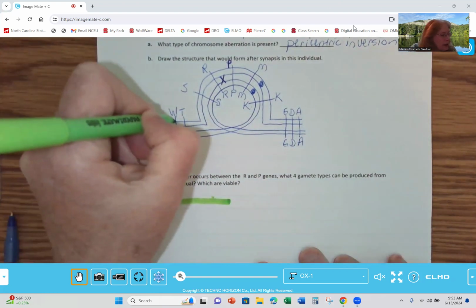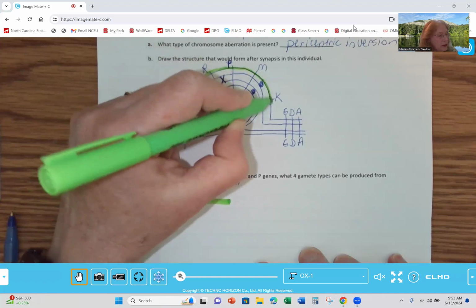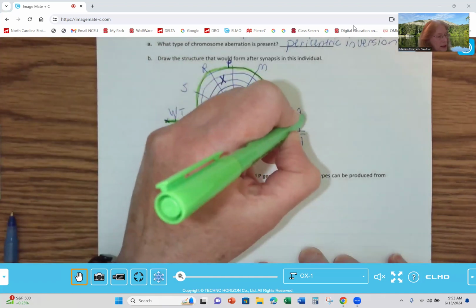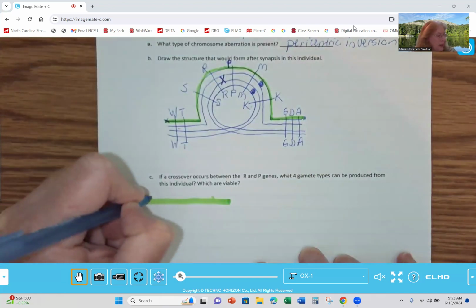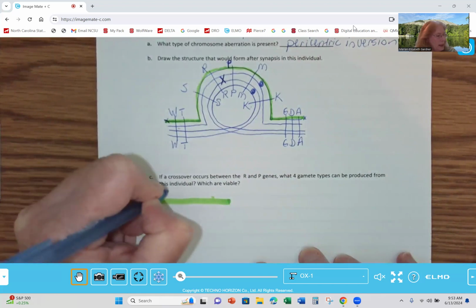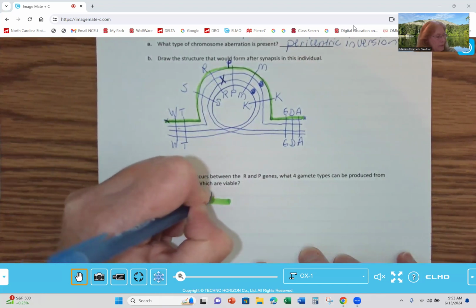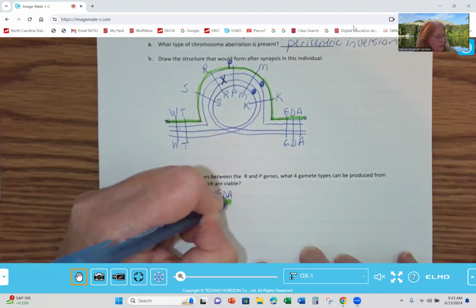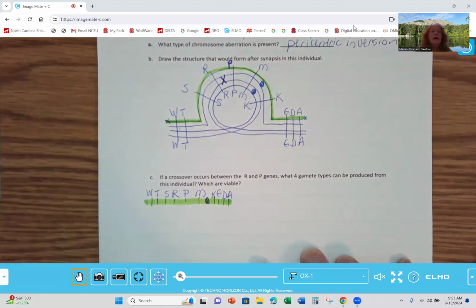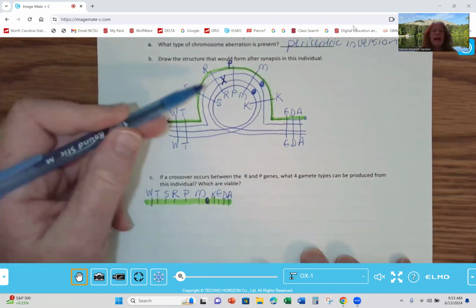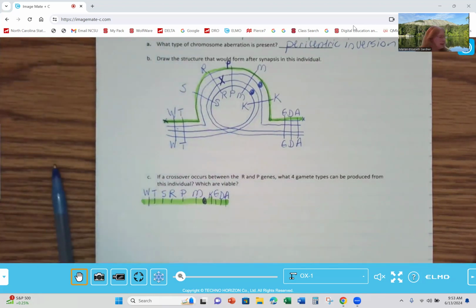So my first one, WT SRPM centromere K GDA. And it's going to use the top lines. So let me write that down. WT SR. Okay. This is considered to be a viable gamete. It has exactly one copy of each of the genes. Well, let's take the next line down.